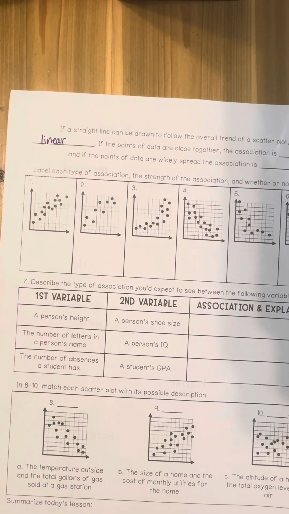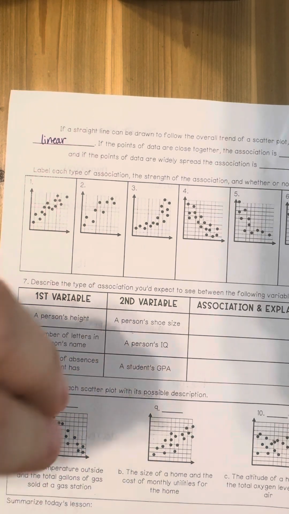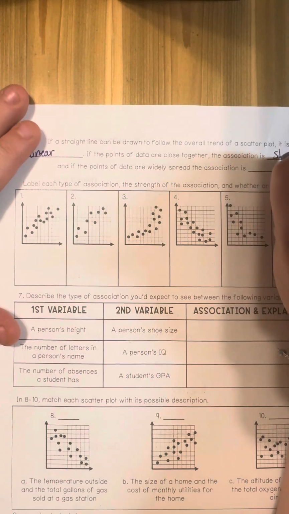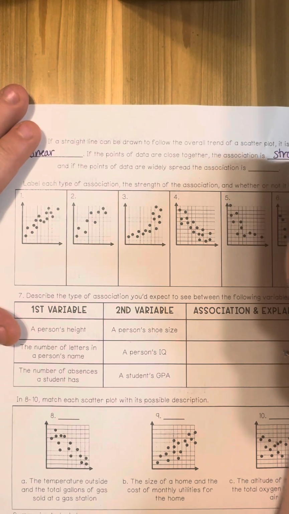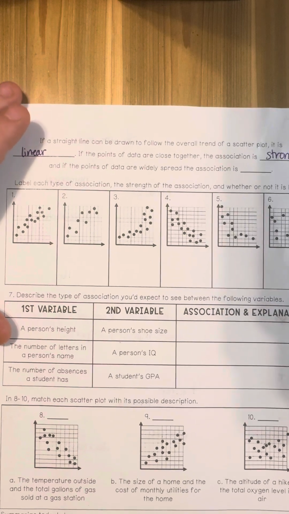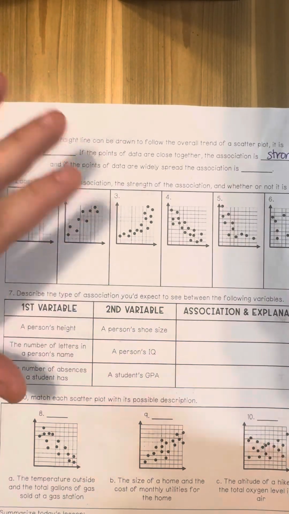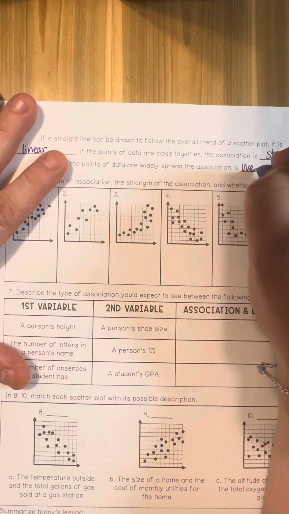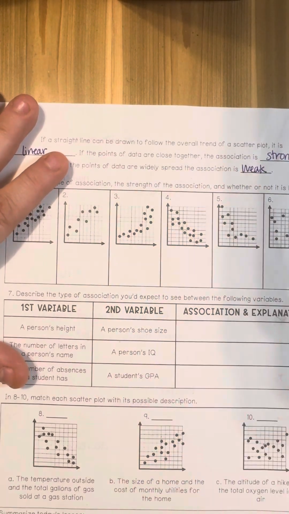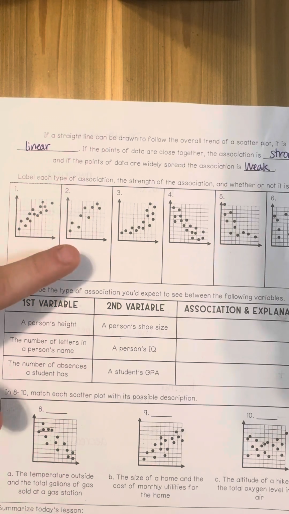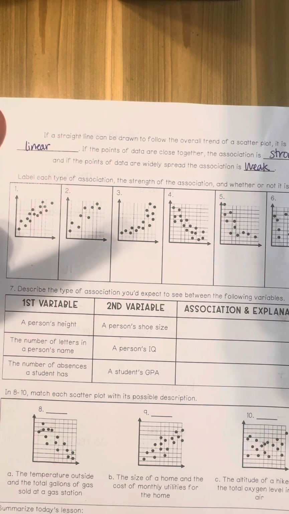If the points of data are close together, I mean, they're kind of clustered and they're tight, the association is called strong. But if the points of the data are widely spread, they're spread apart a little more, we call that a weak association. Okay? So looking at this right here, we're going to tell whether each one is positive or negative, whether it's strong or weak, and whether or not it's linear.